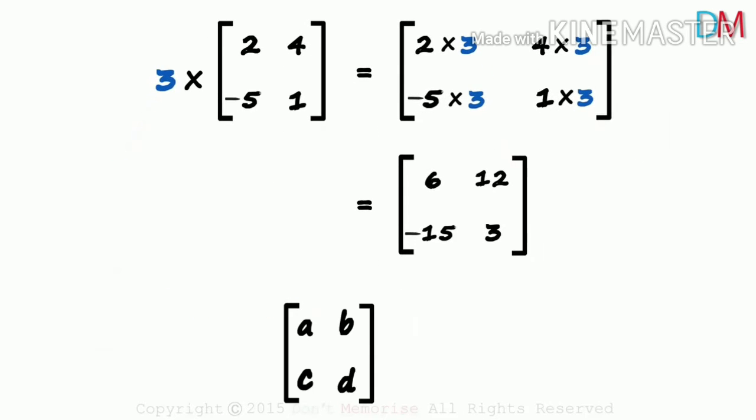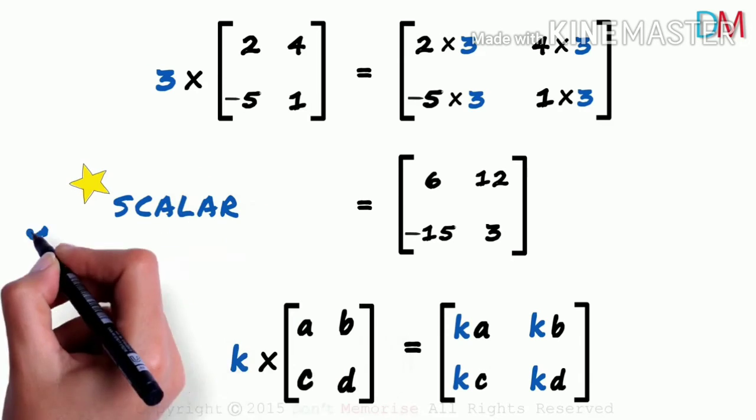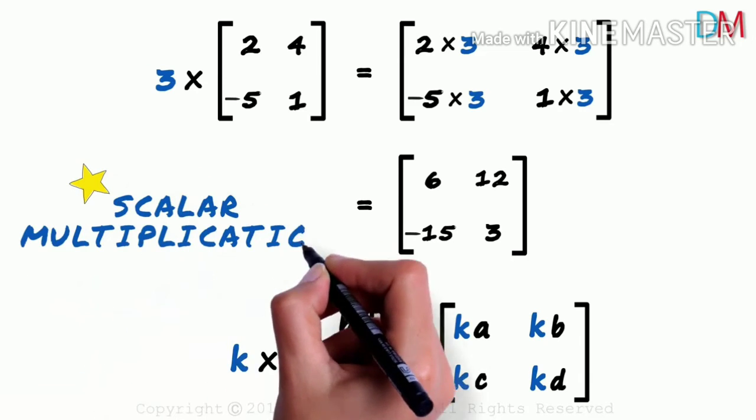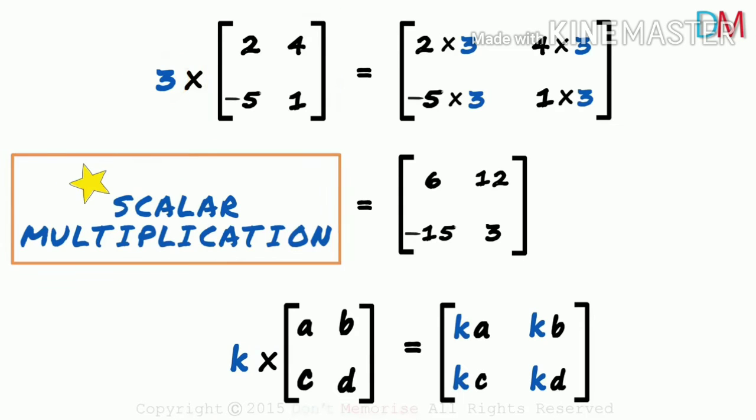If a matrix is multiplied by a constant k, then each of its elements is multiplied by k to get the resulting matrix. This is an important concept and it's called scalar multiplication. Multiplying a matrix with a number is called scalar multiplication.